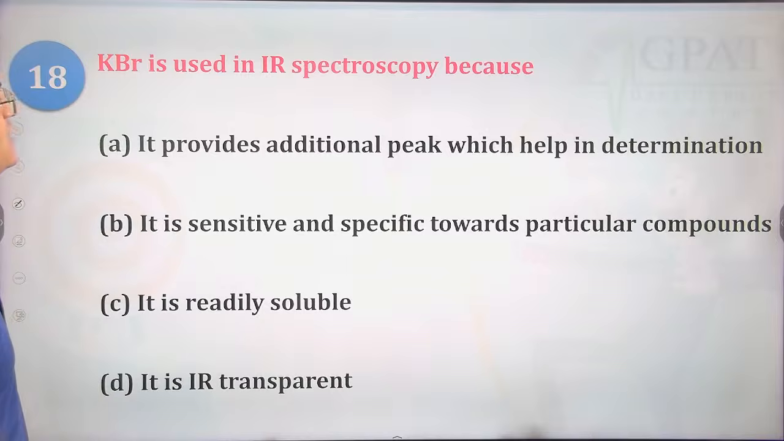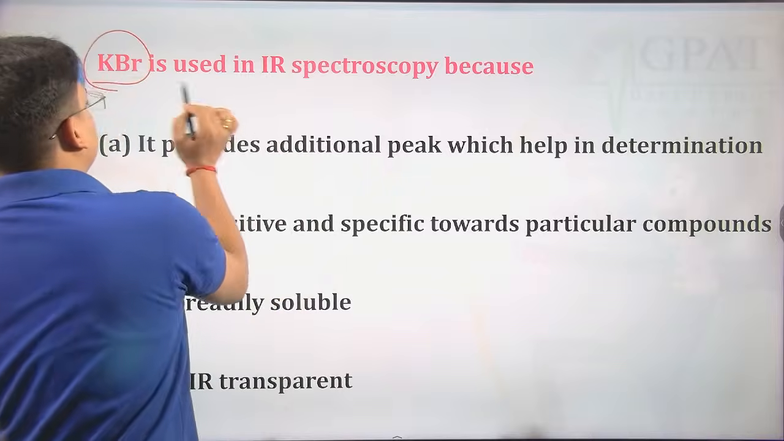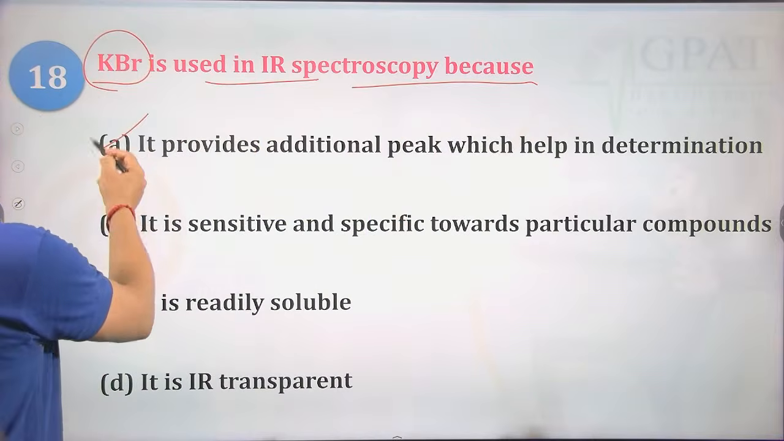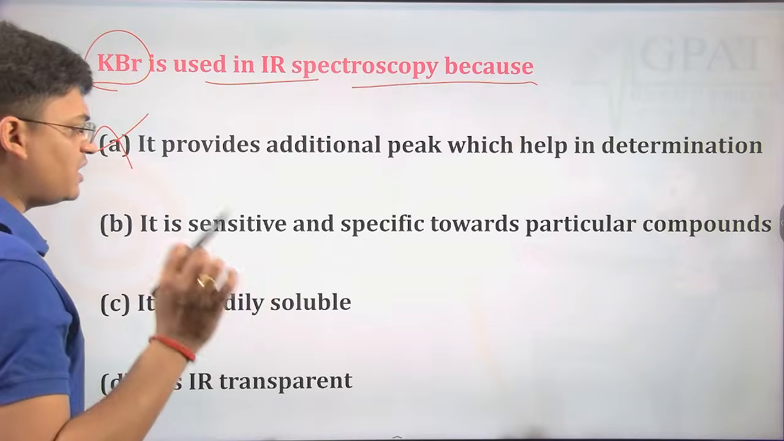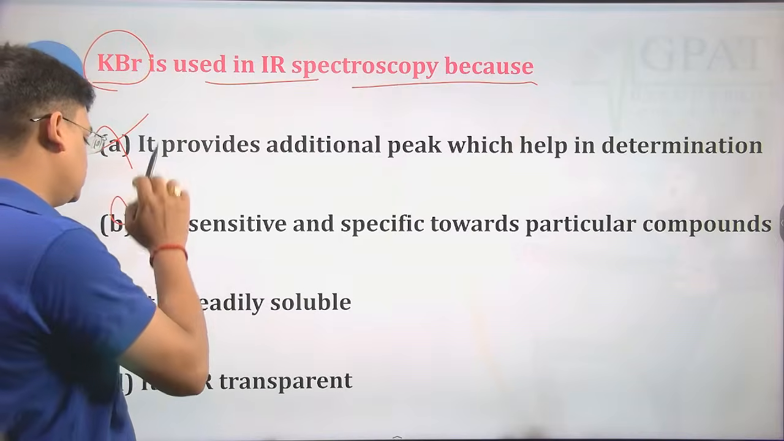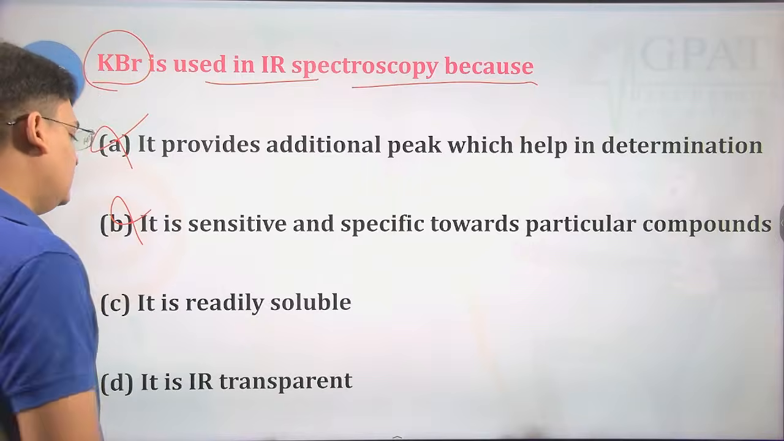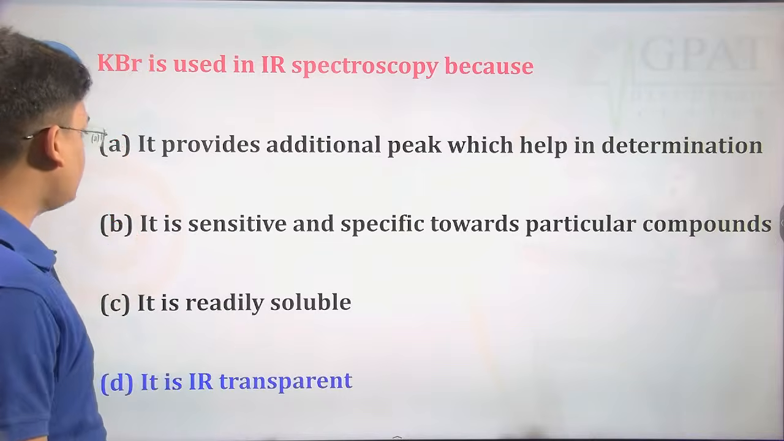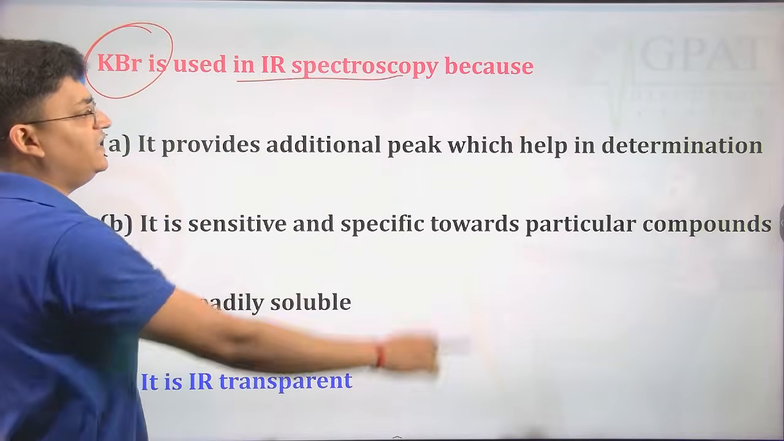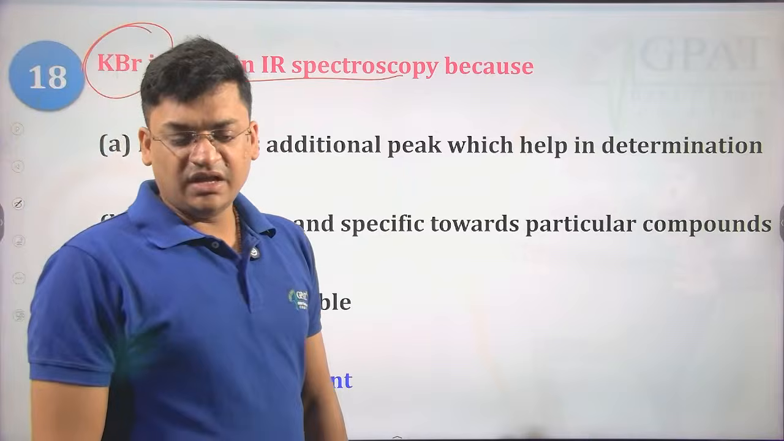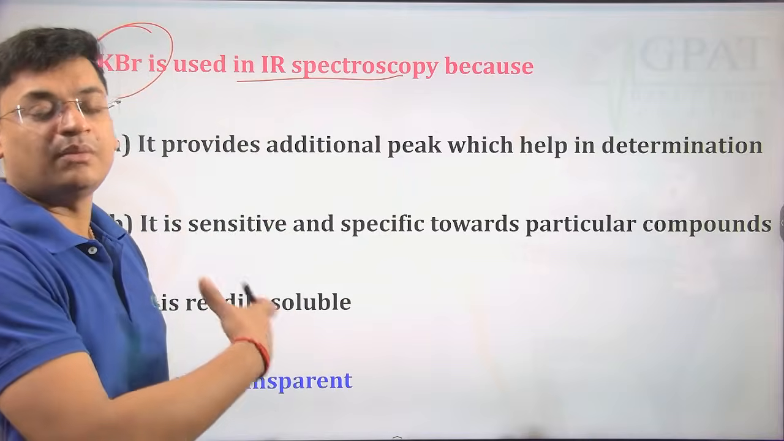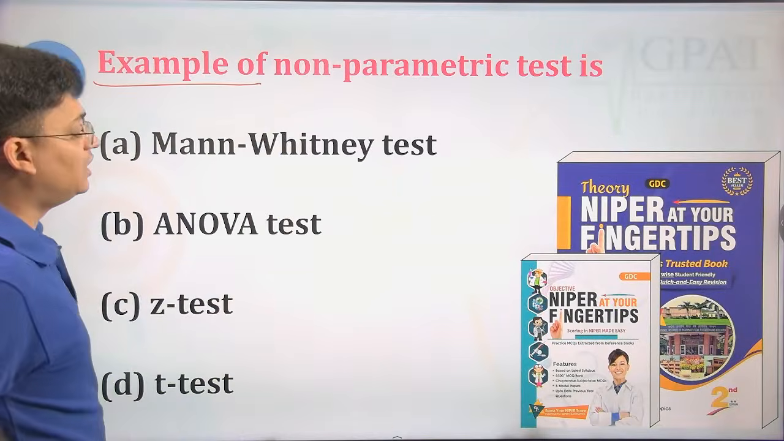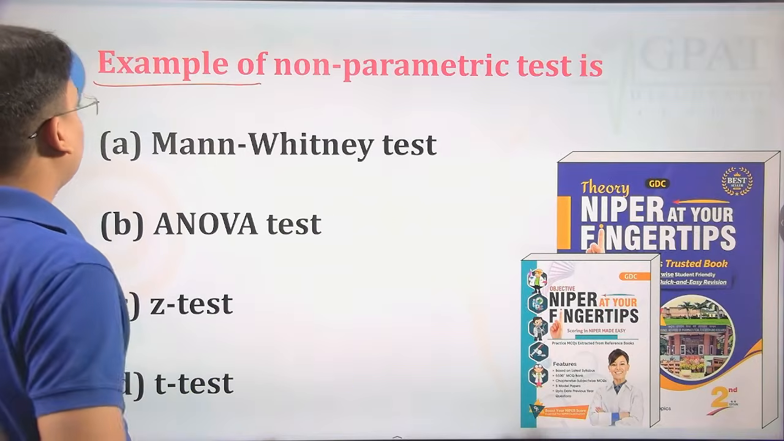KBr is used in IR spectroscopy because, so KBr, potassium bromide, is used in the IR spectroscopy because it provides an additional peak which helps in determination? No, it is just sensitive and specific towards a particular compound? That is not directly related to this. It is readily soluble? What? It is IR transparent. Yes, that is correct. It's IR transparent. That is why KBr, potassium bromide, is used in the IR spectroscopy. Okay, IR transparent, my bad.